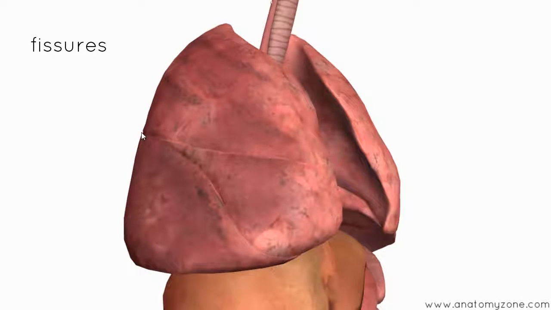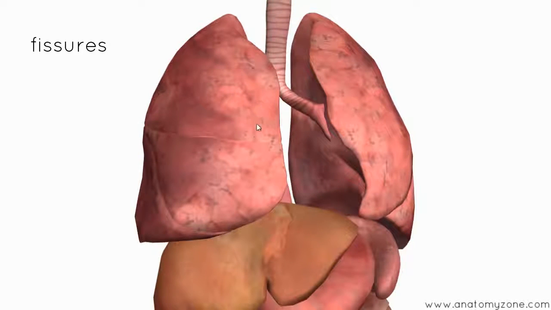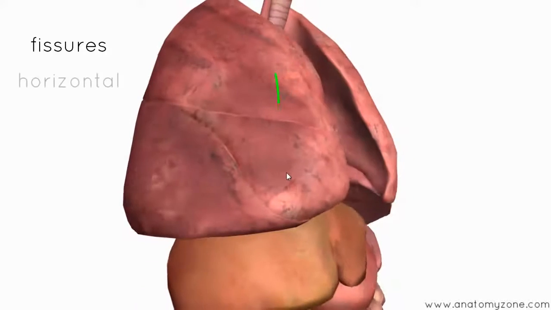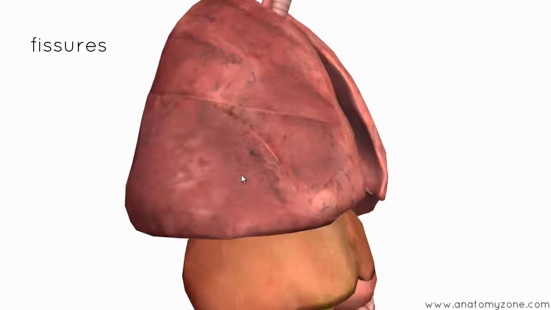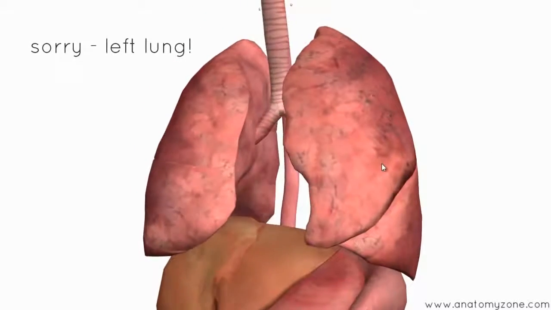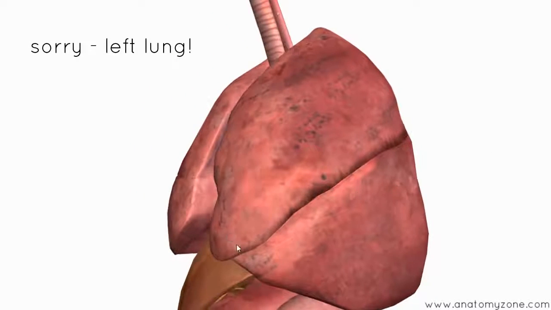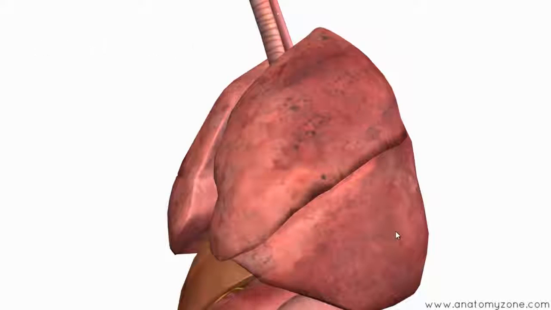On the right lung you've got a fissure which separates the superior and middle lobes, and this is called the horizontal fissure. And you've also got an oblique fissure because it runs obliquely, and this separates the middle from the inferior lobes, and also the superior and inferior lobe at the back. On the other side, the left lung only has one fissure, so it's only got an oblique fissure which separates a superior and inferior lobe.